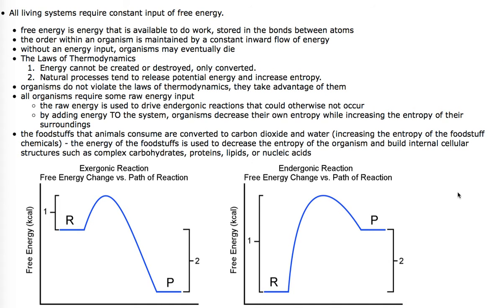So organisms kind of try to decrease entropy inside of themselves. And the way they do that is by taking in raw energy input. So all organisms require energy input. And another way to look at this is the raw energy is used to drive endergonic reactions, which are reactions that require energy that could not otherwise occur. And by doing that, by adding energy to our system and doing these endergonic reactions, we decrease our entropy, but we actually increase the entropy of our surroundings.